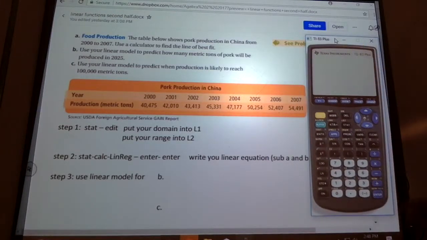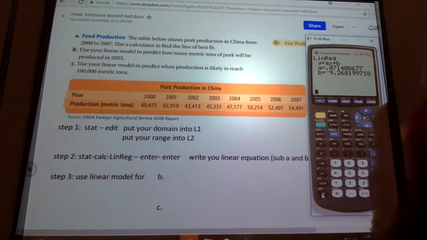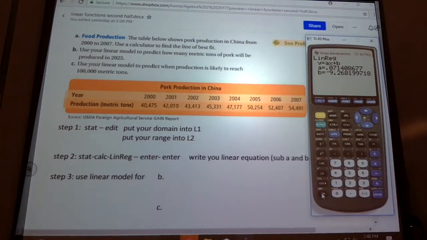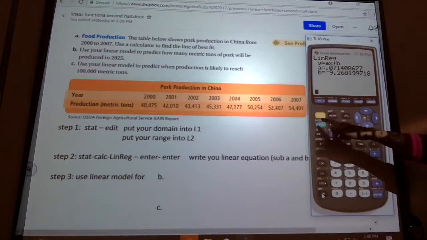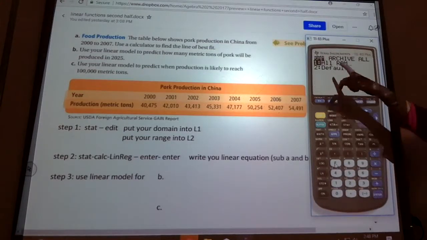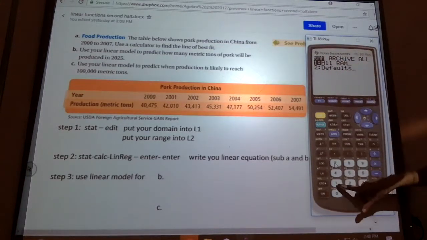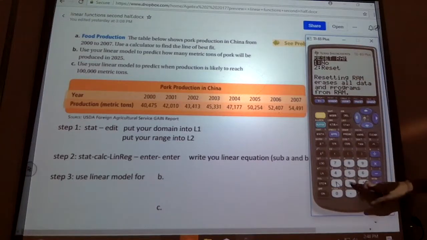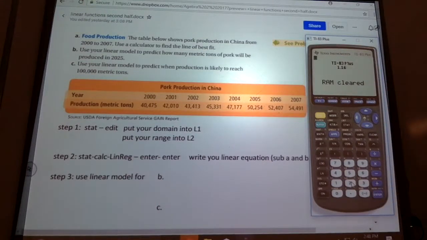Okay. First thing you need to do is turn it on, and I need you to reset this because we've been using it all day. So if you remember how to reset, you go second plus sign, go down to number 7, all RAM, number 1, number 2, reset. And it should say RAM cleared.